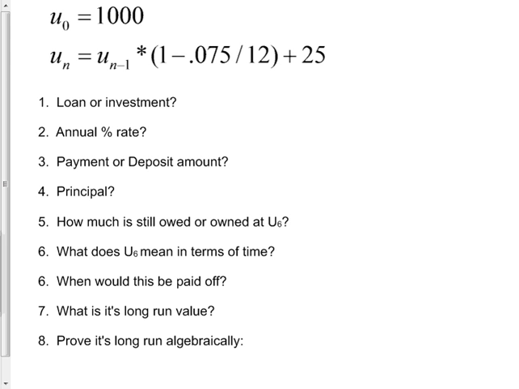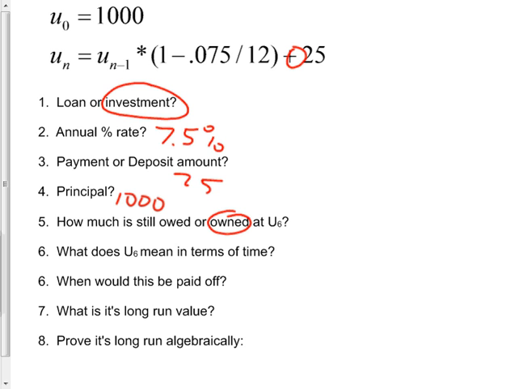Okay, for those following along at home, here's what we did. Checking it. Loan or investment. That one right there, investment. Annual rate, 7.5%. Important not to say 0.075, and definitely don't include the 12. Payment or deposit amount, 25 bucks. Principal, the starting amount, 1,000. All those are easy. How much is still owed or owned? In this case, it's owned because it's an investment, at U sub 6.